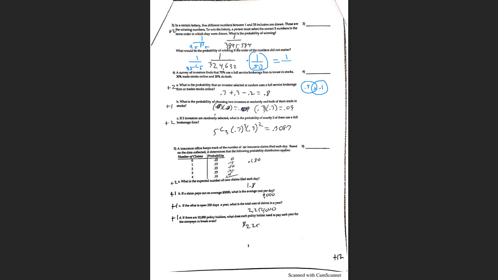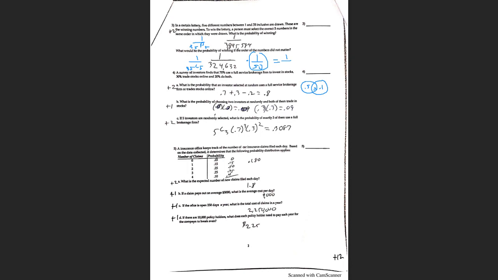If I randomly pick 2 in a row, what's the probability that both of them trade in stocks? Trading in stocks is 30%, and I want it to happen again, so 30% and 30%, multiplying, there's a 9% chance. And then 4C is the tricky one.